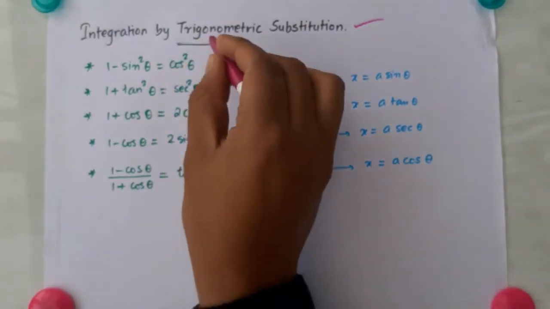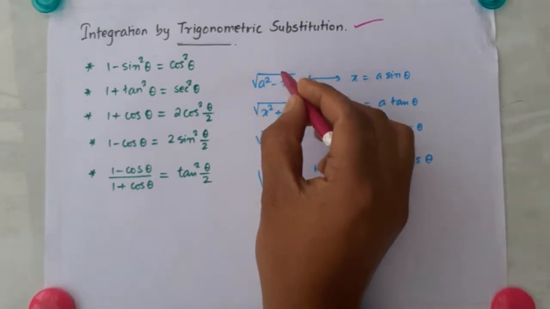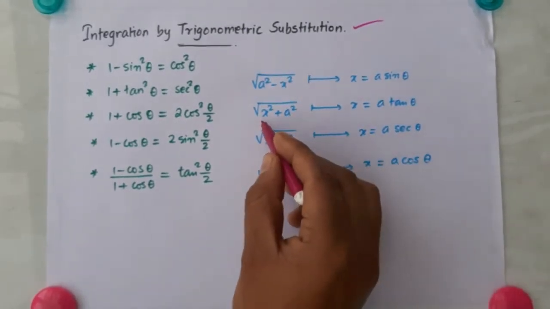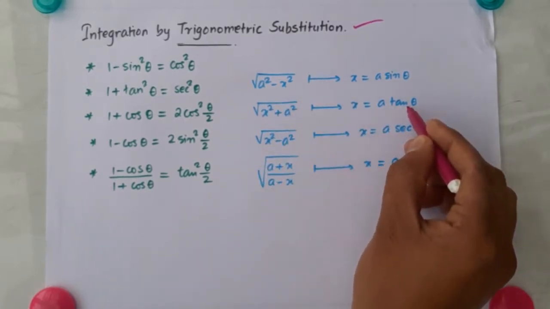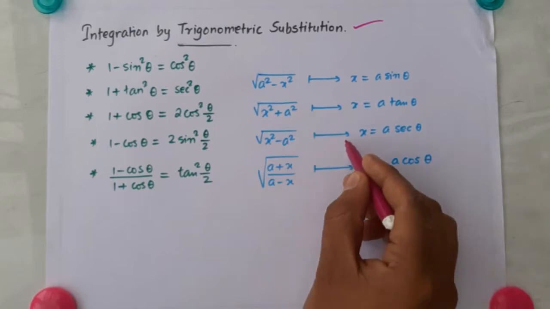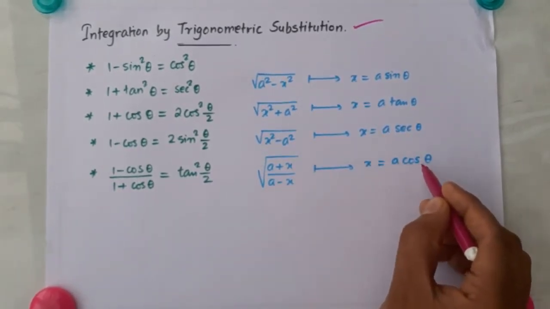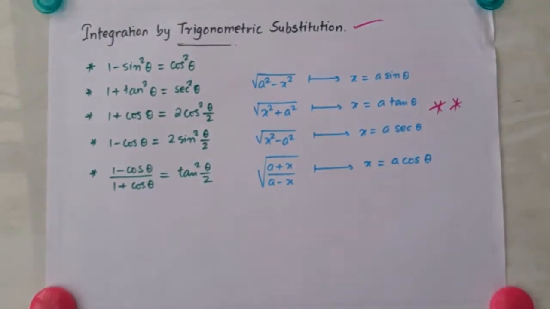As you all are aware of these formulas, whenever you see this, at that time you have to take x equals a sin theta. In such cases you take x equals a tan theta. In this case you can take x equals a sec theta, and in this case you have to take x equals a cos theta. You need to remember these because they are very, very important for you.